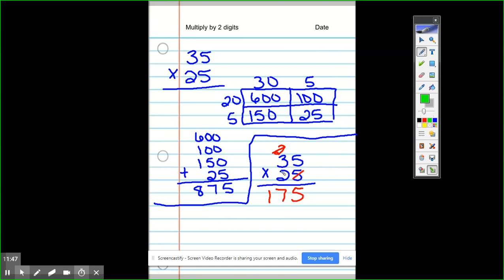Again, I must like 20s today, so we're going over to 20. Put that 0 placeholder in there. 2 times 5, 10. Carry my 1. 2 times 3, 6, plus 1, 7. And then add them together. 5 plus 0 is 5. 7 plus 0 is 7. 7 plus 1 is 8.